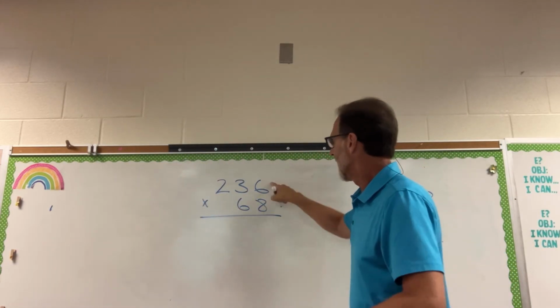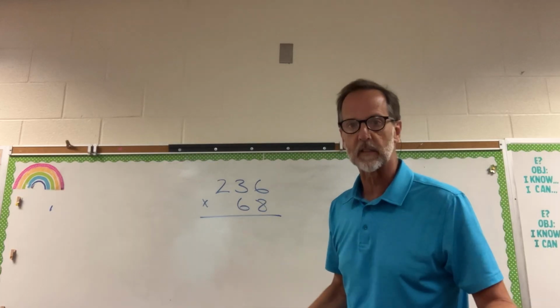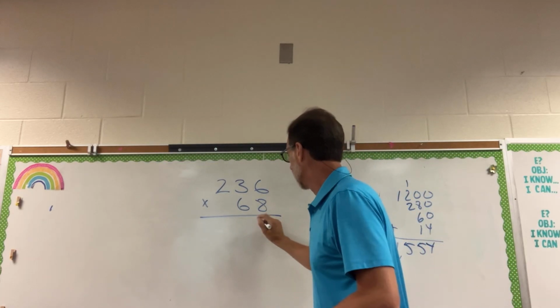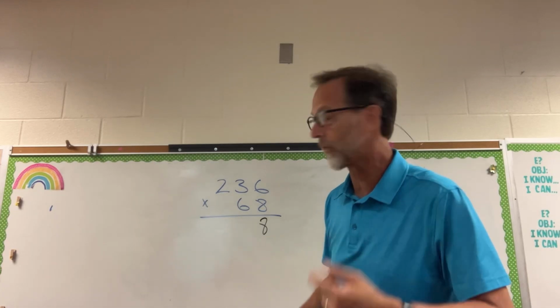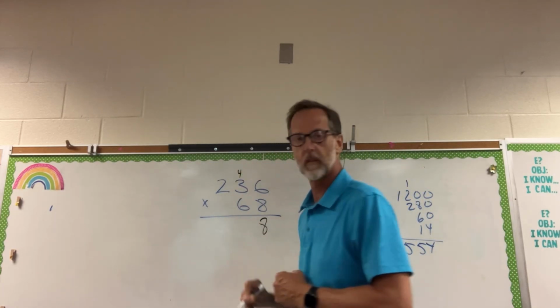So here we go. 8 times 6. What's 8 times 6? 48. I'm going to leave the 8. Where's the 4 go? Above what number? Where are we going to next? We're going to the 3. So the 4 is going to go here.